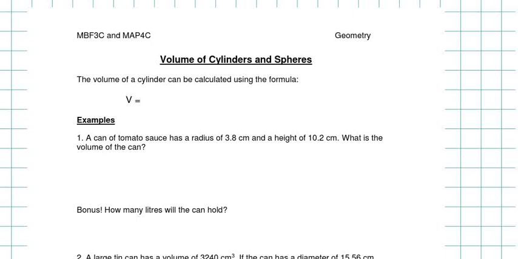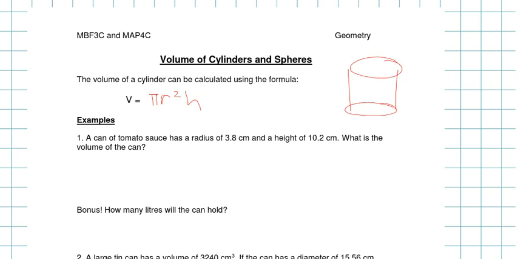So moving on to the volume of cylinders and cones. The volume of a cylinder can be calculated using the formula. You have the formula sheet in front of you, and the volume is pi r squared h. If you think about it, we have the area of the base times the height, right? That's how we find the volume of anything. It's the area of the base times the height.